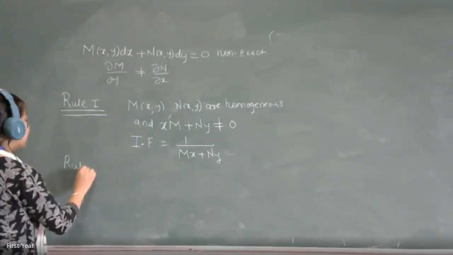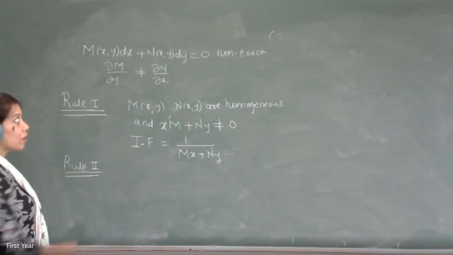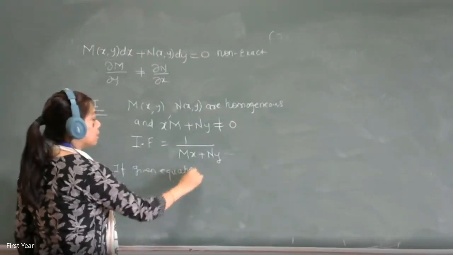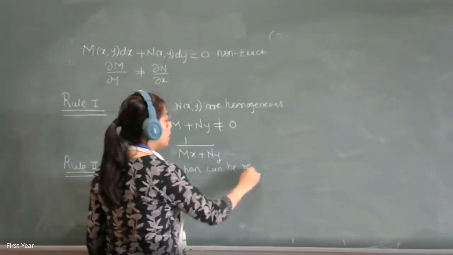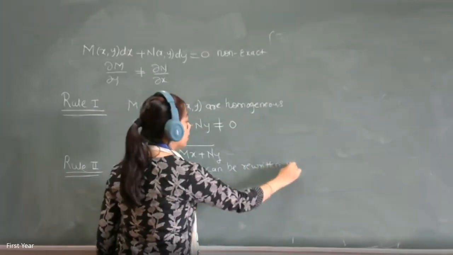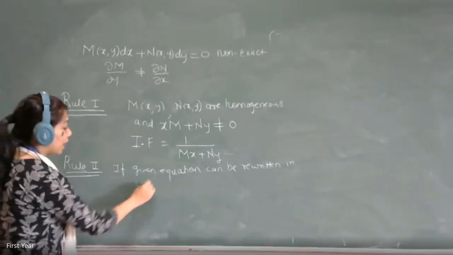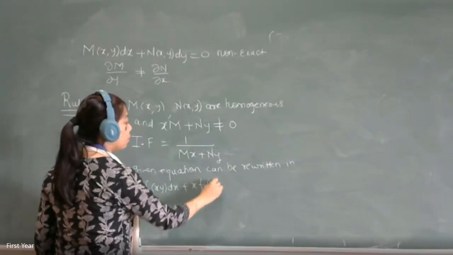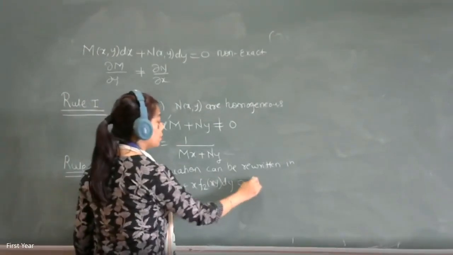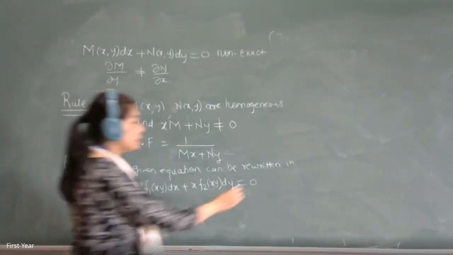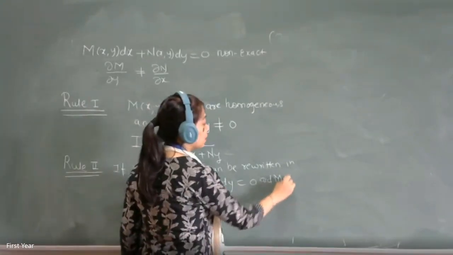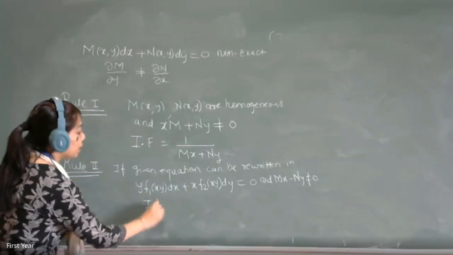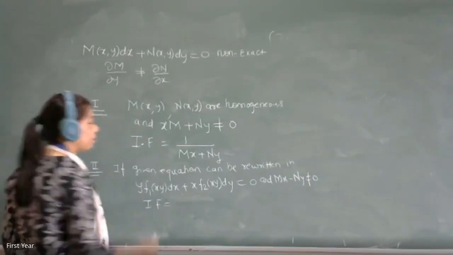Now rule 2, you can write simultaneously. Rule 2: if the given equation can be rewritten in the form y f1 of xy dx plus x f2 of xy dy is equal to 0, and Mx minus Ny is non-zero, then the integrating factor is... Can anybody guess what will be the integrating factor?